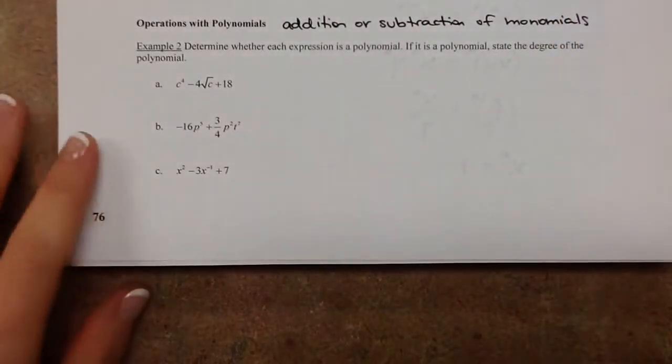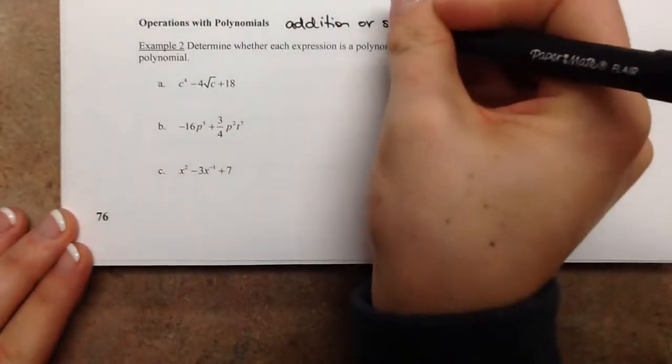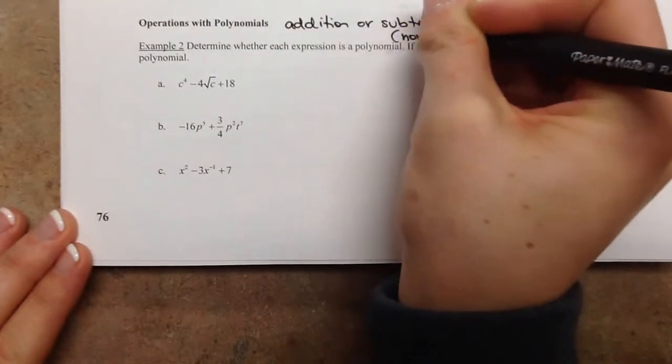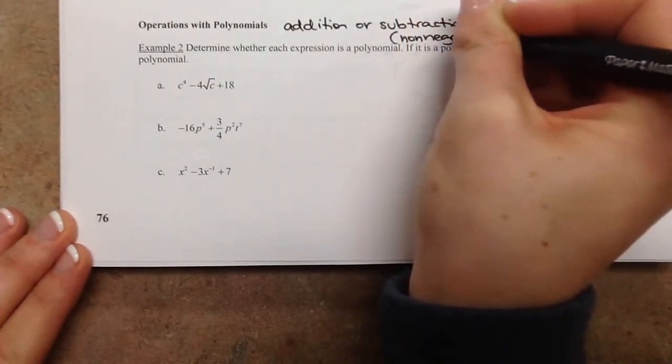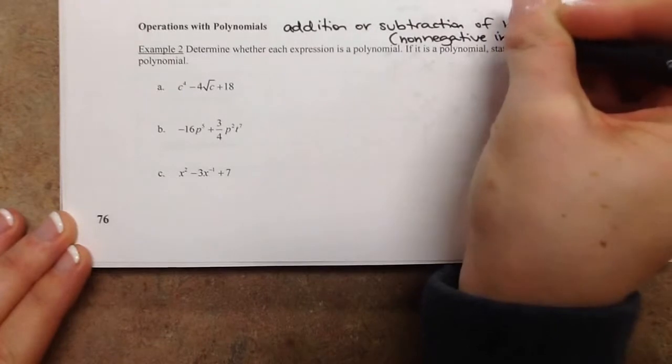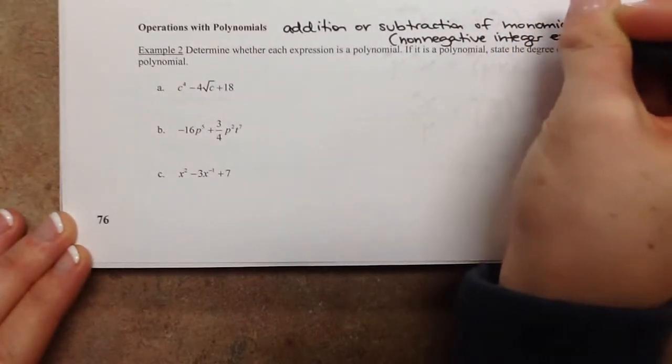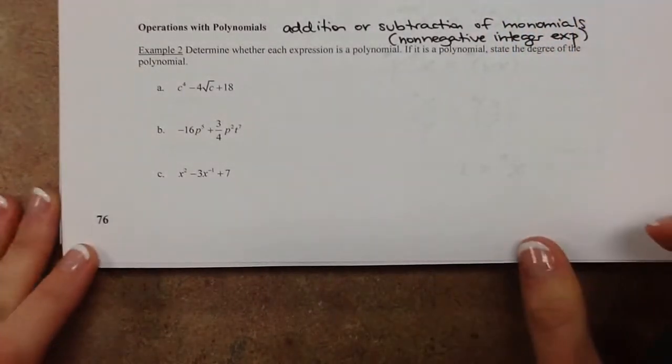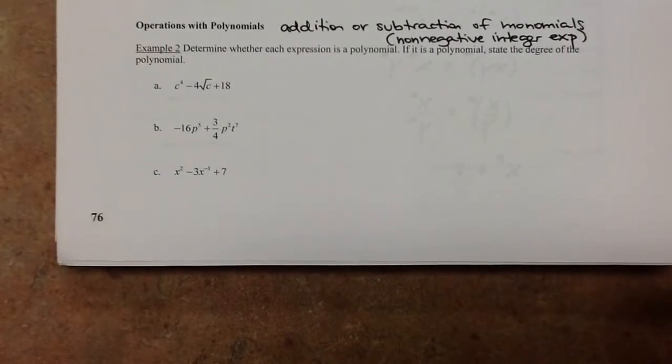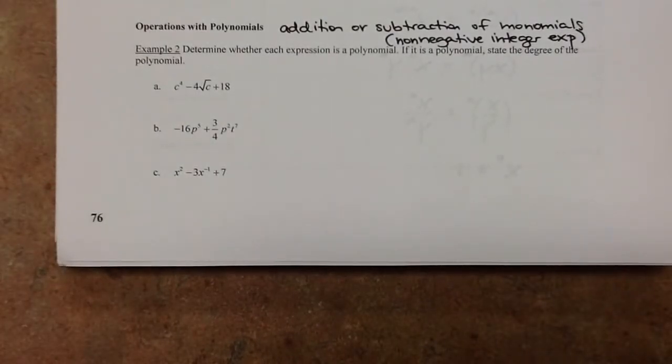And then remember, the important thing to remember about monomials is that you have non-negative integer exponents. So any exponents that you're dealing with have to be non-negative and they have to be integers only, meaning no decimals, no fractions, whole numbers.